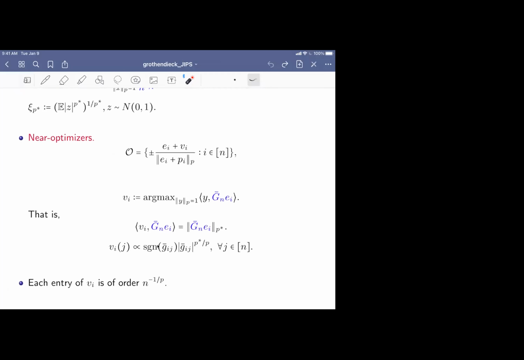Should it be vi in the denominator? So is it ei plus vi? Yeah, sorry. Yes. Sorry. Okay. This is a typo.